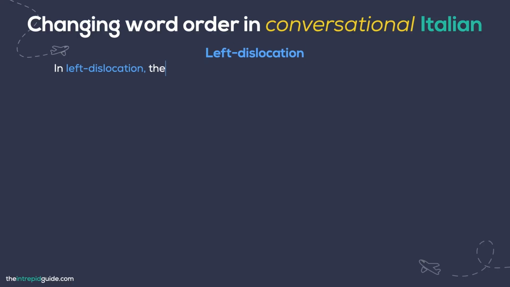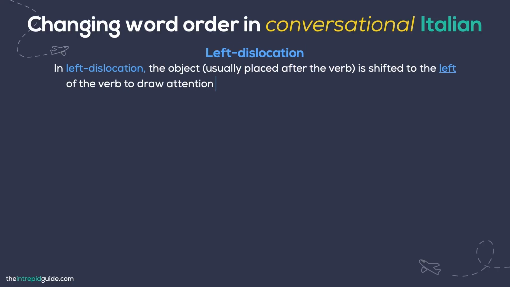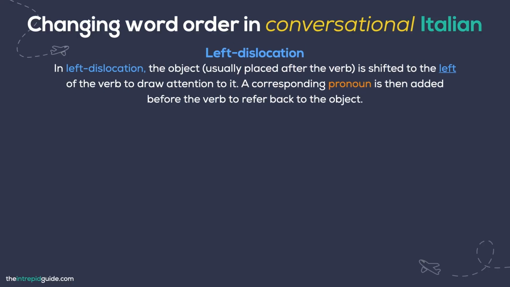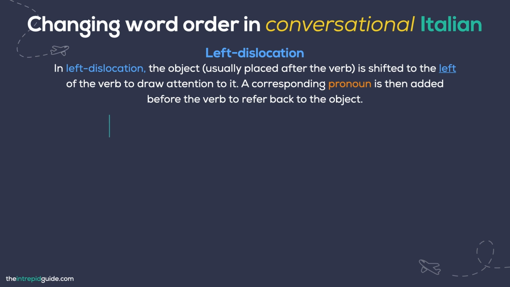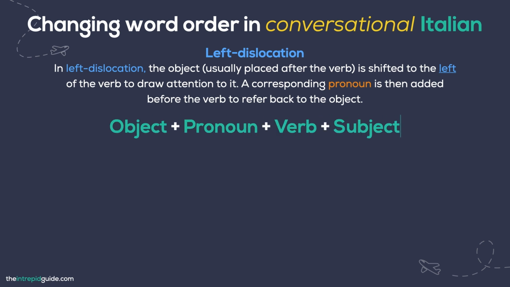Let's start with left dislocation. In left dislocation, the object, usually placed after the verb, is shifted to the left of the verb to draw attention to it. A corresponding pronoun is then added before the verb to refer back to the object. So the structure is as follows: object plus a pronoun plus the verb plus the subject. Let's clarify this with some examples.